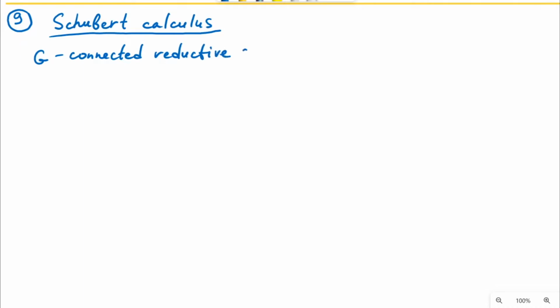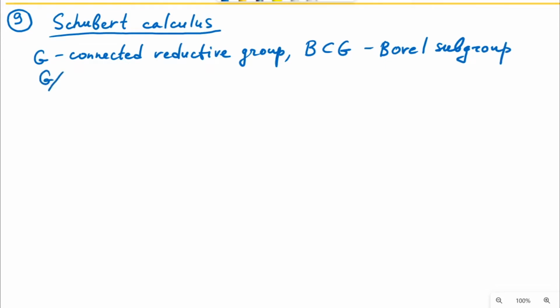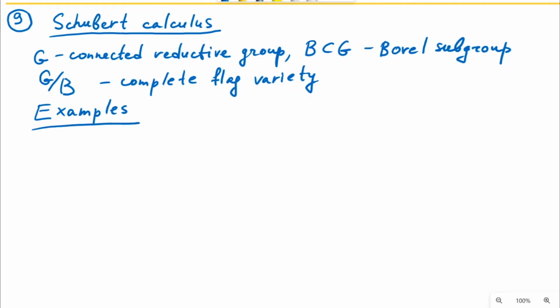To solve enumerative problems about lines, planes, subspaces, and so on, we consider the flag variety, which can be defined for any connected reductive group as a quotient space of this group by a Borel subgroup. This quotient is called the complete flag variety, and in the case when G is the general linear group, this flag variety can indeed be identified with the variety of flags in C^n. A flag is a sequence of subspaces, and a flag is complete if there are no gaps in this sequence. So the next subspace has dimension 1 greater than the previous subspace.